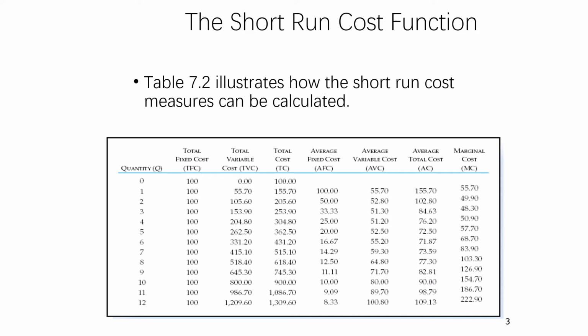So here the first column is quantity. If we produce 0 units of output, because we are in the short run, there's still cost associated with the capital. That's fixed cost. It's $100, let's say. And certainly there's no variable cost. Total cost is just $100. If we produce 1 unit of output, we need to hire optimally additional workers. So suppose total variable cost is $55.7.